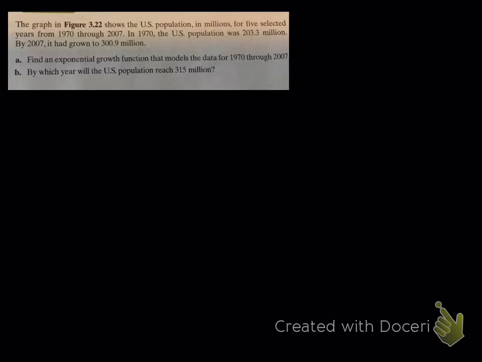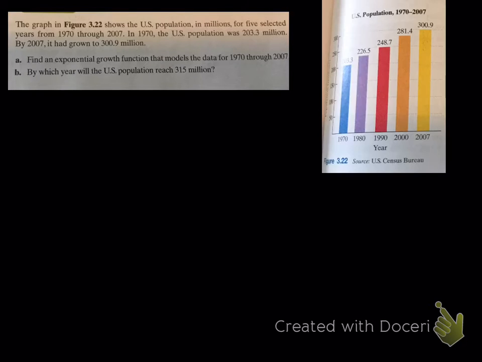So for our first example, the graph in figure 3.22 shows the U.S. population in millions for 5 selected years from 1970 through 2007. In 1970, the population was 203.3 million. By 2007, it had grown to 300.9 million. Find an exponential growth function that models the data from 1970 through 2007.